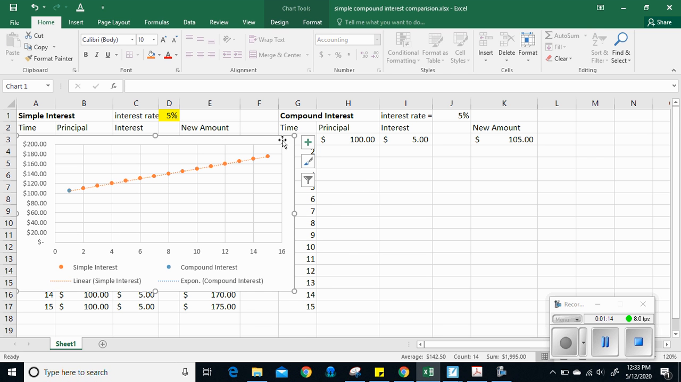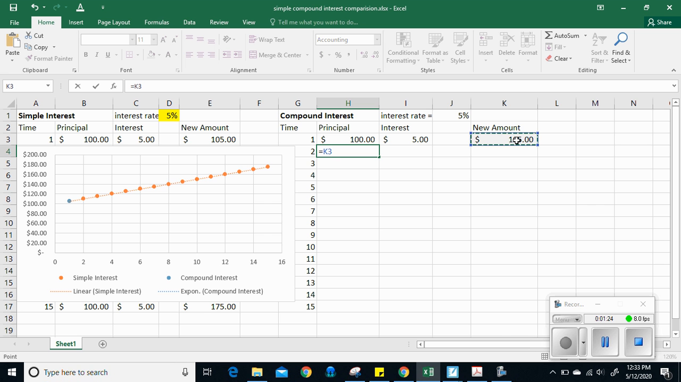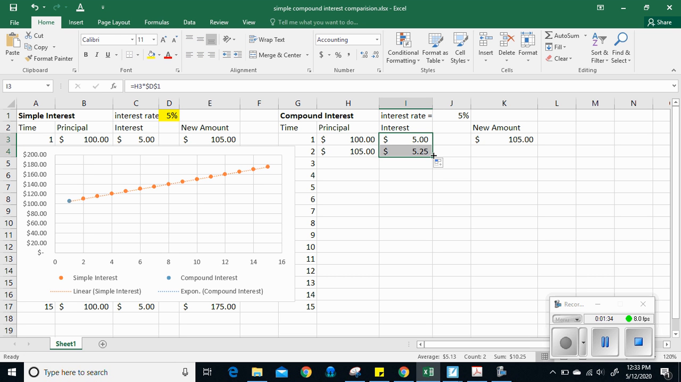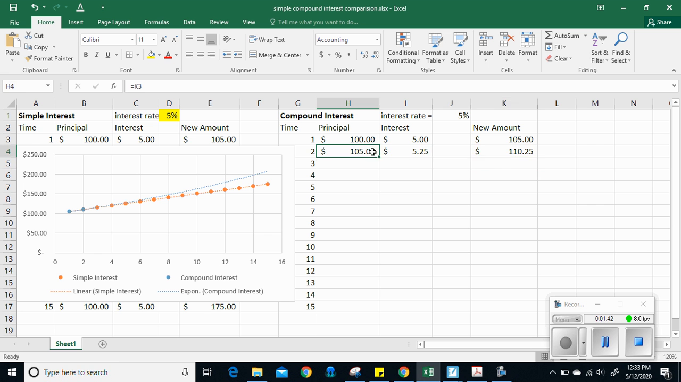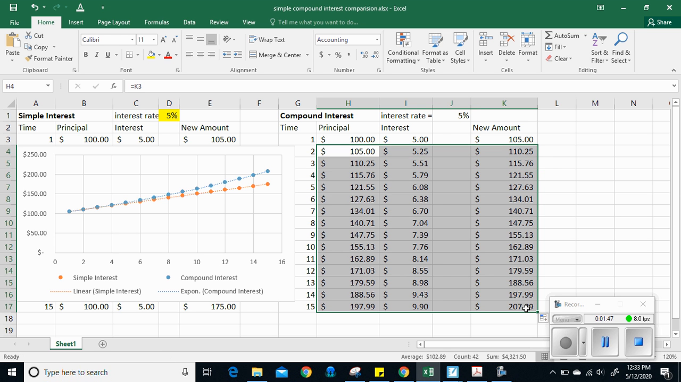Compound interest. So I'm still starting with the same $100. So that first year I'm still getting $5. But compound interest says that my principal is now going to be equal to last year's final amount. So then when I go to earn my interest on it, it's no longer $5 interest. I'm now making $5.25. So my new amount is last year's amount plus the interest I just earned. So if I keep that pattern going all the way down, what do we see? Now we see you're starting to make more and more and more.